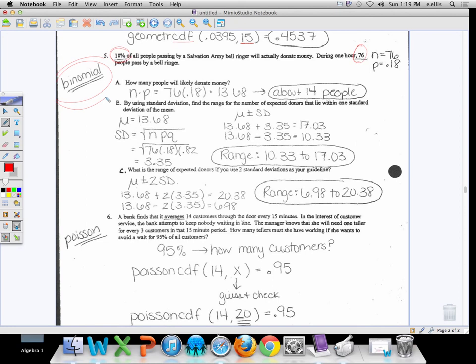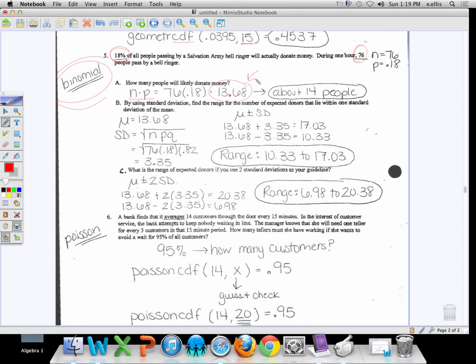They want to know how many people will likely donate. How many is average. So N times P, you get 13 point, there's a point in there, 68. Again, I would like the decimal. If you feel like you want to estimate it up or down to about 14 people, you can do that as well. But make sure I'm getting the decimal as well. I need to see your work.